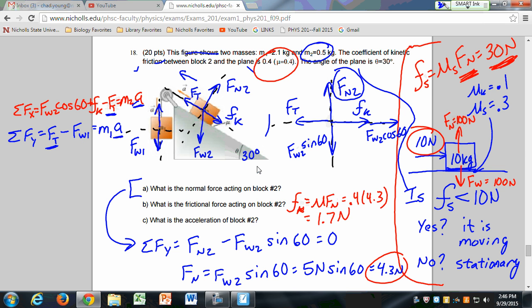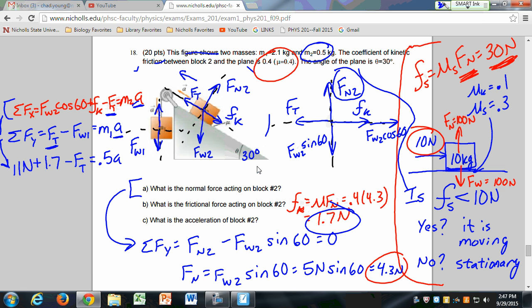Fw2 cosine 60. See, Fw2 was 21 newtons, cosine 60, so that's 11 newtons. I'm rewriting this one up here: 11 newtons plus Fk. I've already found Fk. Where was it? Right here, 1.7, minus Ft equals m2, which was 0.5 times the acceleration.